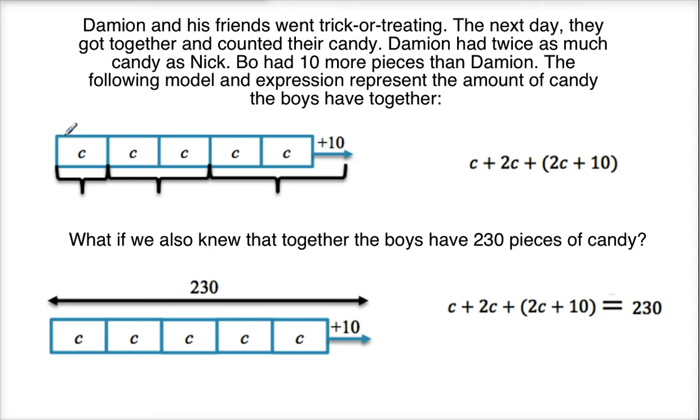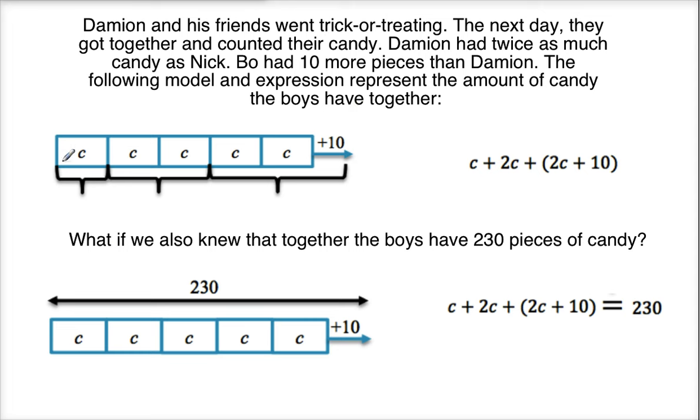Okay, so here's my example that we're going to start out with. Damien and his friends went trick-or-treating. The next day they got together and they counted all their candy. Damien had twice as much candy as Nick. Bo had 10 more pieces than Damien. And the following model and expression represent the amount of candy the boys have together.